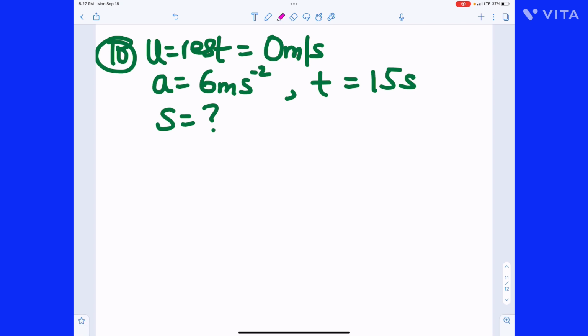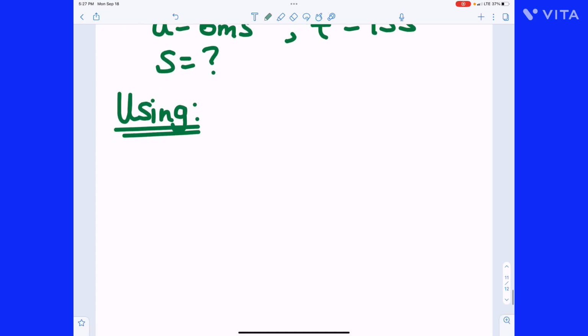Check. What are the parameters we have here? U, A, T, and S. And we are looking for one of them, which is S. So what formula connects U, A, T, and S? Check your list of the equations of motion. Senior, can you see this?